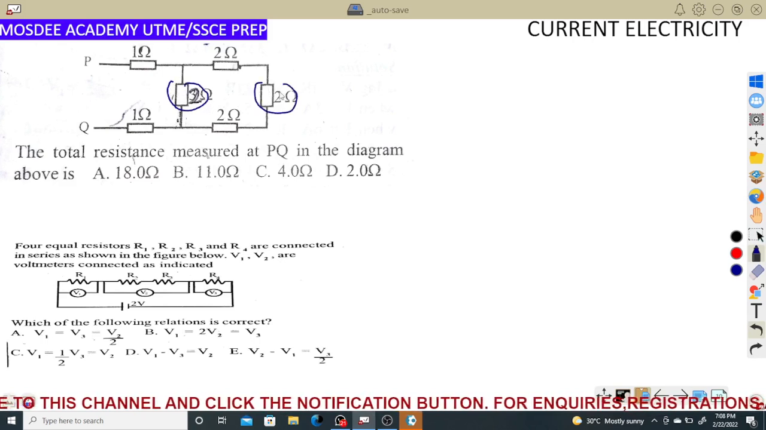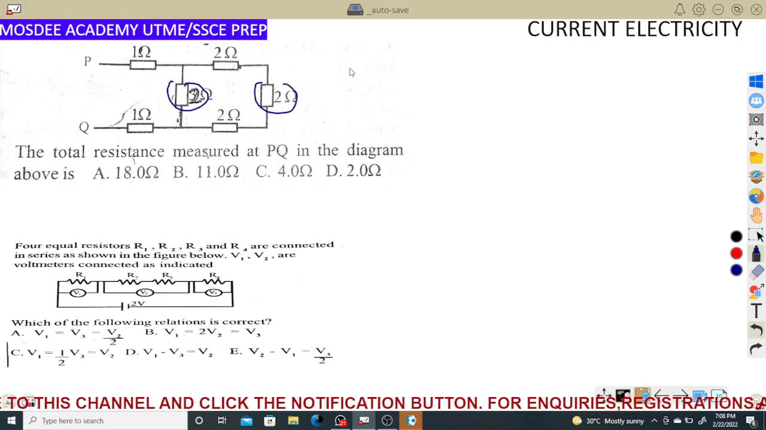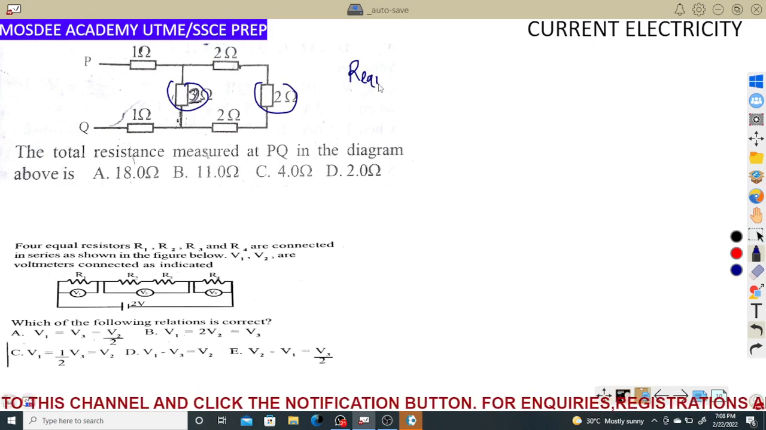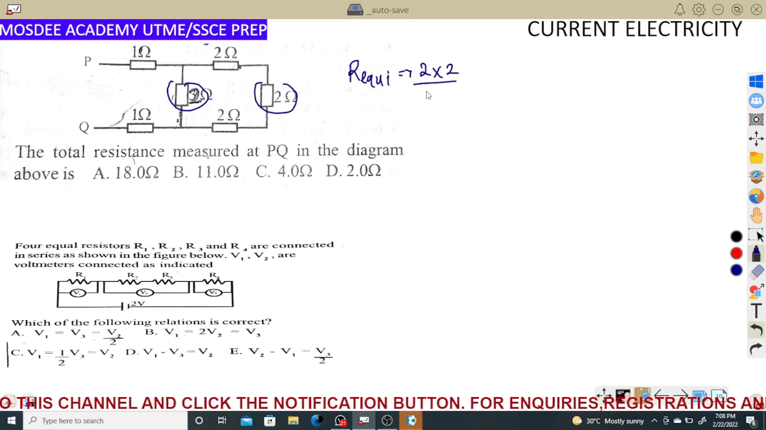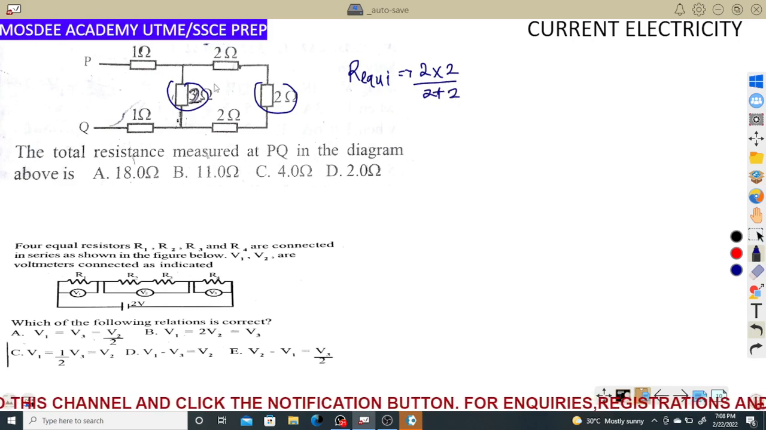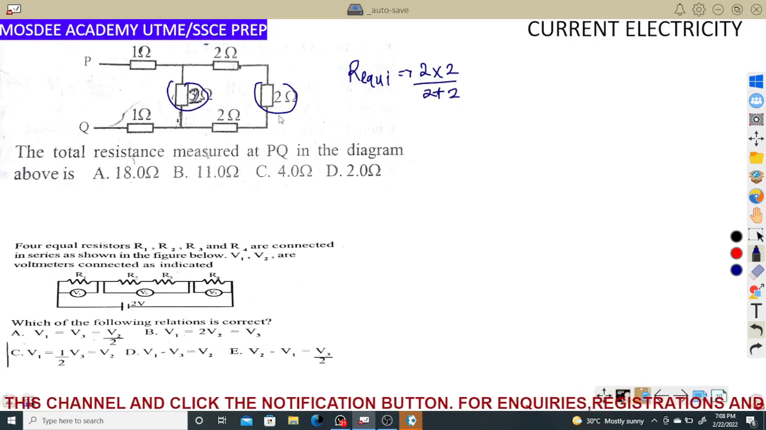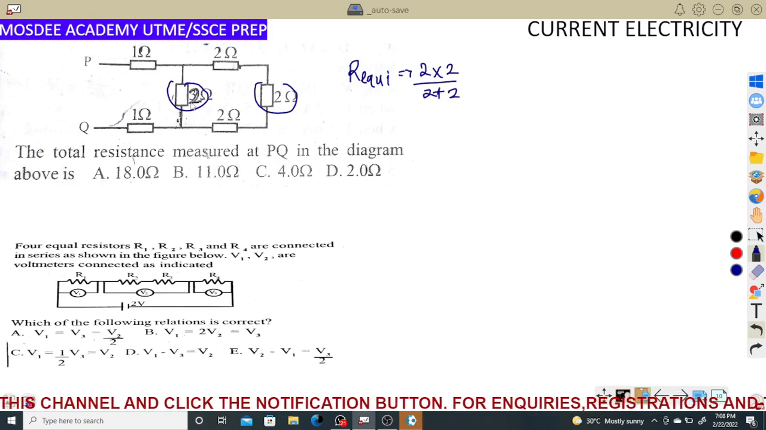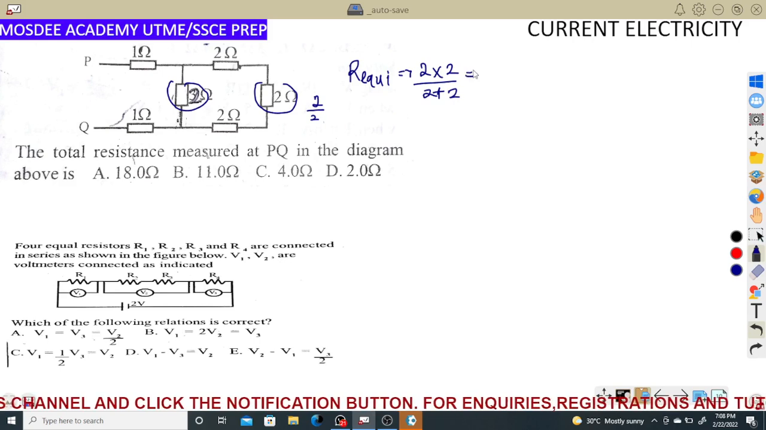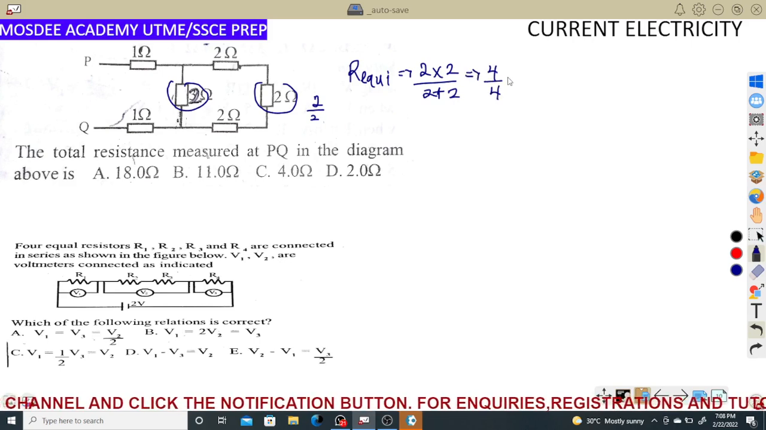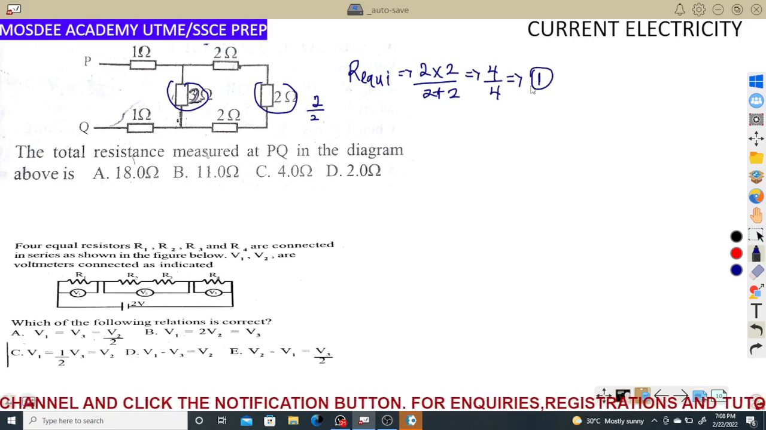these are in parallel. So equivalent resistance is 2 times 2 over 2 plus 2. My own method, when they are the same, you remember that R over N. R is the resistance. N is how many of them. There are 2 of them, so the resistance is 2 over 2, 1. But this is always better, 4 over 4. 4 over 4 is nothing but 1, my dear student, 1.